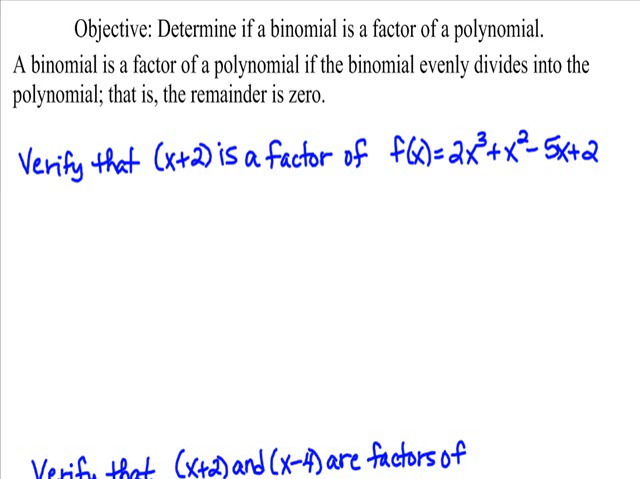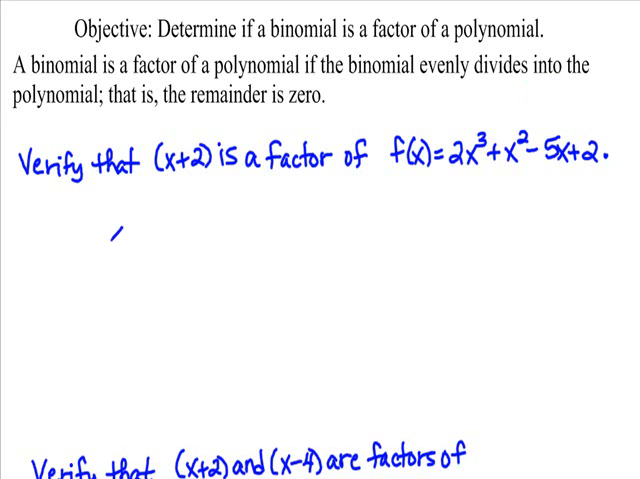Hi, the objective of this video is to show you how to determine if a binomial is a factor of a polynomial. And you may begin to think that this is getting redundant, but just to be specific on this particular topic, we know that a binomial is a factor if the binomial evenly divides into the polynomial, that is, the remainder is 0. So if we want to verify that x plus 2 is a factor of f of x equal to 2x cubed plus x squared minus 5x plus 2, then we're going to have to perform long division to show that that is indeed true.